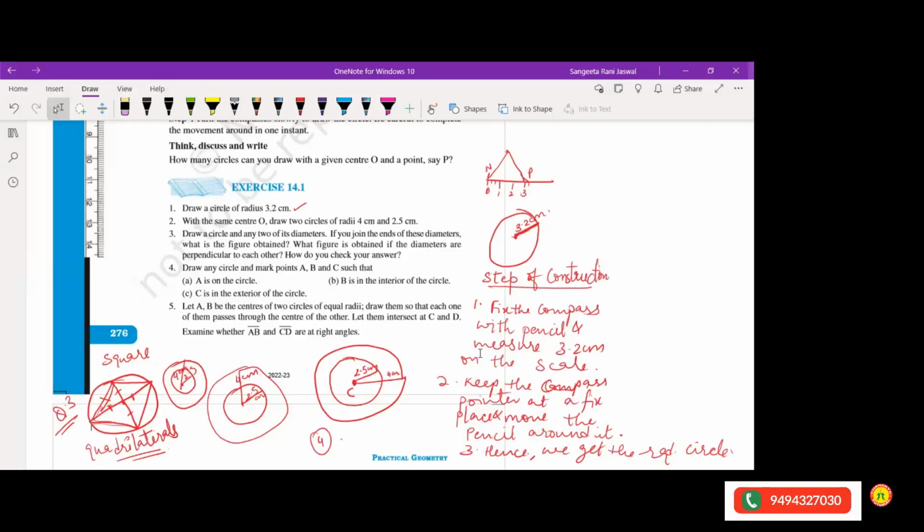Okay. Let A, B be the centers of two circles of equal radii. Okay, Divesh, good. Now make two circles of equal radii. Please read the question and understand the question. Draw them so that each one of them passes through the center of the other. Let them intersect at C and D. Examine whether line segments AB and CD are at right angles. Okay. So first understand this question. Look here.